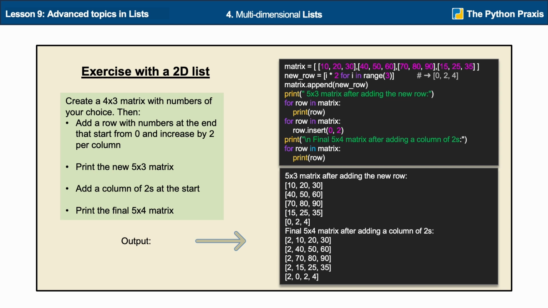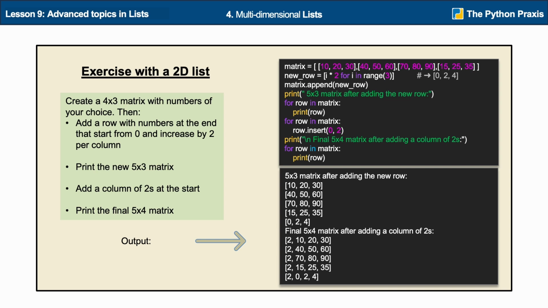Lines 7 and 8 add a new first column. We loop through every row, and for each row we insert the number 2 at position 0. In list terms, position 0 means the very beginning. Doing this for all rows creates a brand new leftmost column of 2s. Our shape is now 5x4.